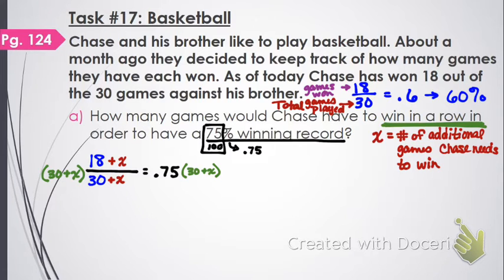Hey, Dante. What's going to happen to this 30 plus x and this 30 plus x? They go away. They're going to cancel each other out. Asasia, what does that mean I have on the left side of my equation now then? Just the 18 plus x. 18 plus x is absolutely correct.